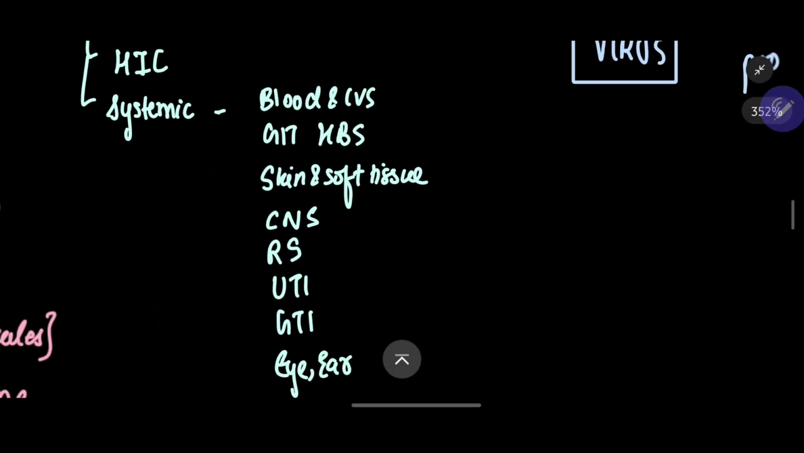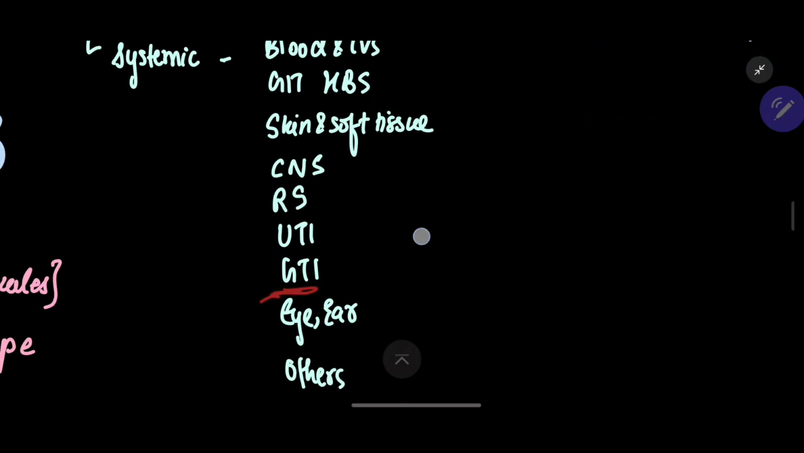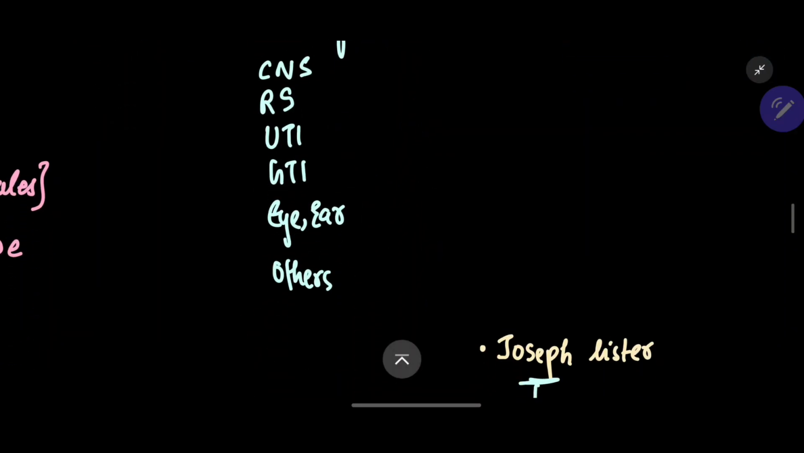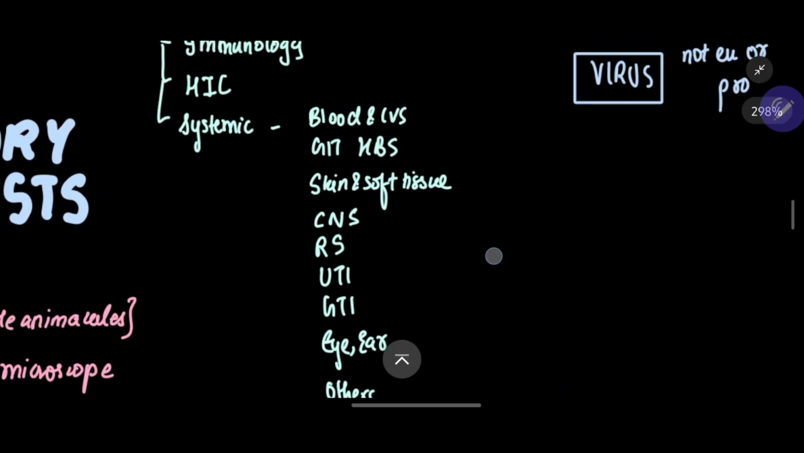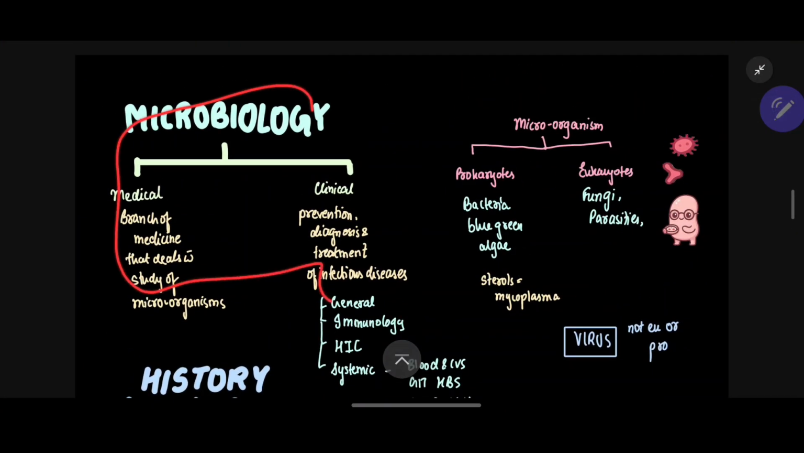So these are all the chapters that we'll deal with in systemic, which is blood, cardiovascular system, gastrointestinal system, hepatobiliary system, skin and soft tissue infections, central nervous system, respiratory system, urinary tract infections, genital tract infections, your eye and ear, and other systems. So in others, and also there will be a chapter called zoonotic infections, and so on. Okay, so this is just a brief overview of microbiology.